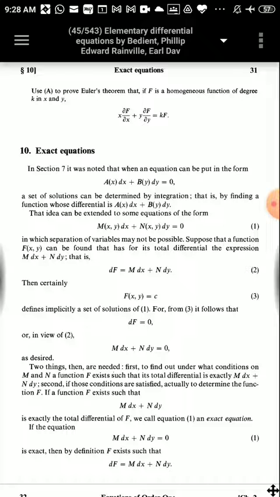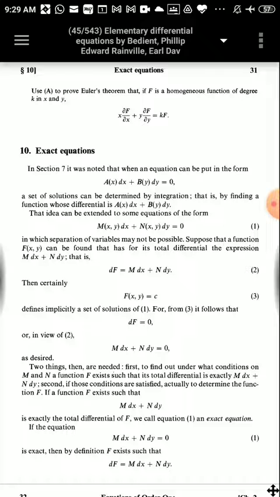Suppose that a function f of x comma y can be found that has for its total derivative the expression M dx plus N dy, that is, df is equal to M dx plus N dy. We call this equation number 2. Then certainly f of x comma y equal to c, equation number 3, defines implicitly a set of solutions of 1. It follows from 3 that df is equal to 0, or in view of 2, M dx plus N dy equal to 0, as desired.